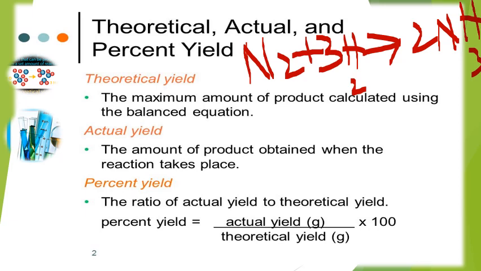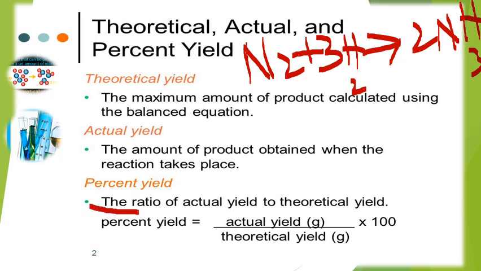Now here we have theoretical yield. What does it mean? Theoretical yield is the amount of product which is calculated from the balanced chemical equation, while the actual yield is the amount of product which is obtained when the reaction takes place, or experimentally calculated. Most of the time in the numericals you are told the actual yield, that this is the amount produced from this amount of reactants taken. Then you have to find out the theoretical yield and then apply it to get the percent yield.